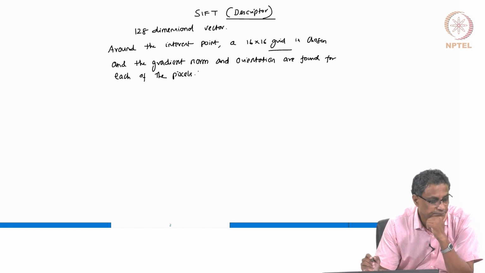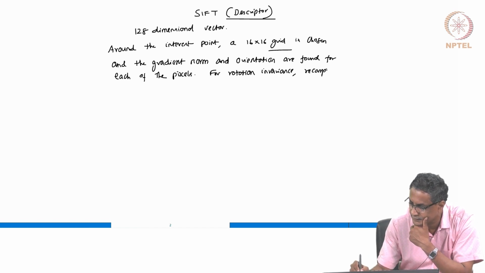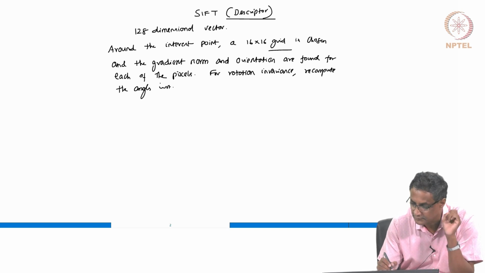And, I think I probably already said last time, to achieve rotation invariance, you recompute the angles with respect to the dominant orientation, which is the orientation of the key point.